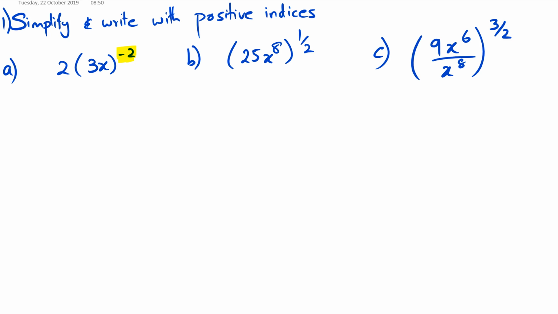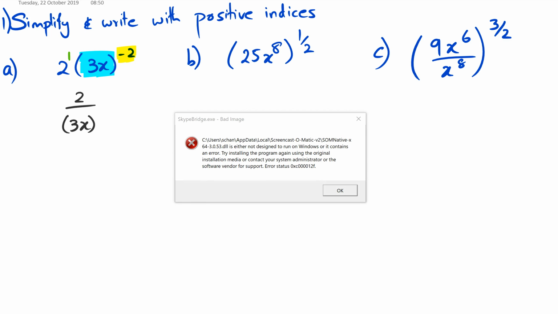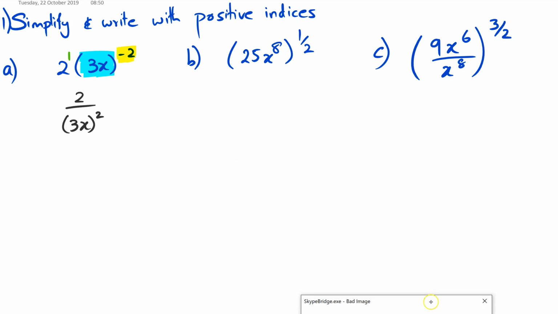This -2 only applies to the 3x. It doesn't apply to the 2 as well, because the 2 has its own power and is separate by itself. So that's just going to be 2 by itself. So we're going to rewrite this as 2 over 3x to the power of +2. All right, so anytime you have a negative power, you bring it to the denominator, change the power, and then just leave it like that. Now we need to get rid of the squared.